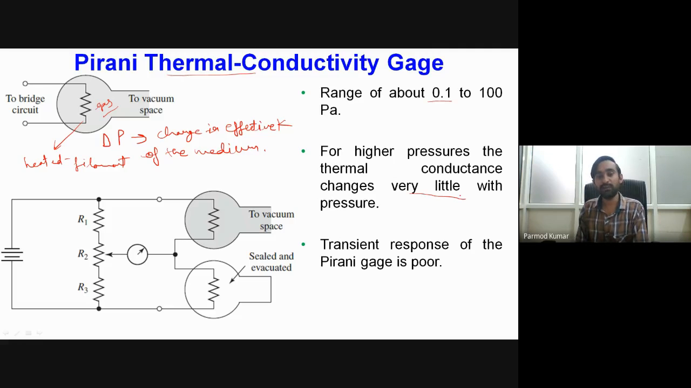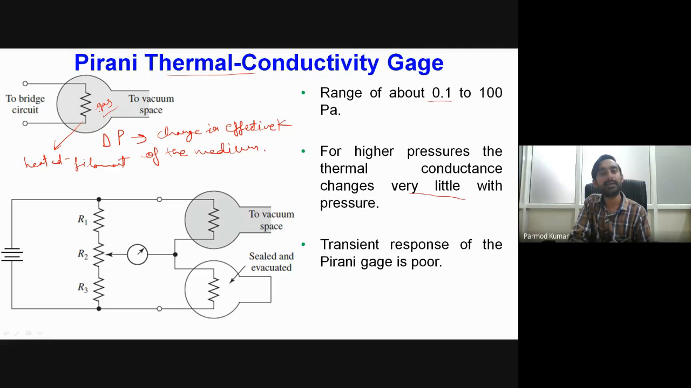Okay, and one more thing is that it is also not suitable for the transient response of the system. Why? Because this particular system is based on the thermal equilibrium between the fluid, or on heat transfer characteristics. So because of the slow nature of the heat transfer characteristics, it cannot be employed for dynamic systems or transient systems. Okay.